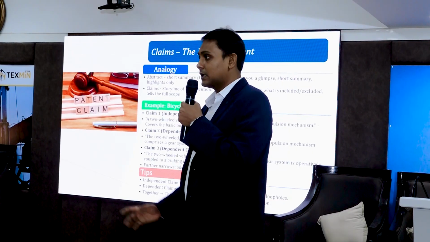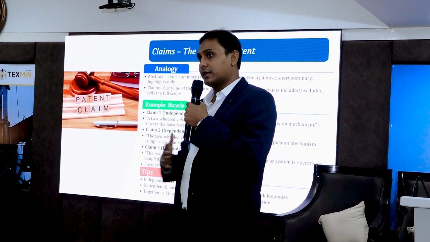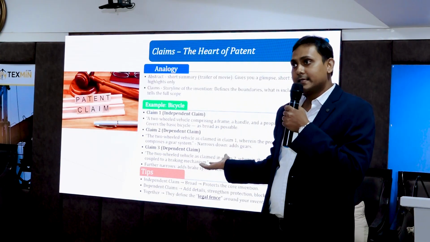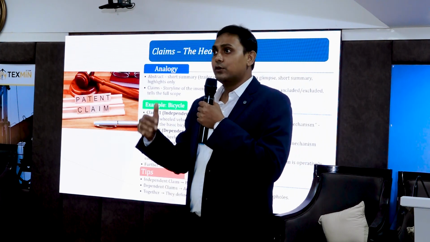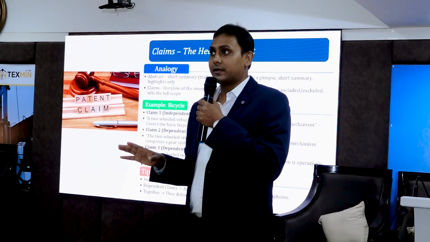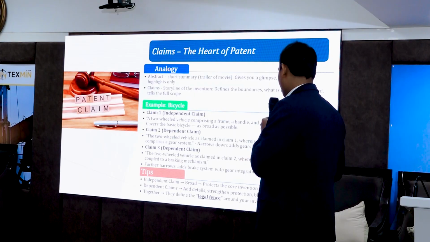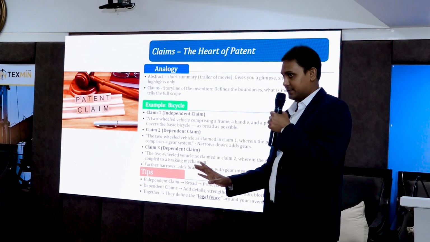What does it mean by prosecution? After drafting and filing, all the stages till grant, we call it prosecution. So if we add these dependent claims, it will help us during the prosecution to include those features into the independent claim, to make a narrower version of the independent claim to get the grant of a patent. Okay, so together they define a legal fence around your invention.